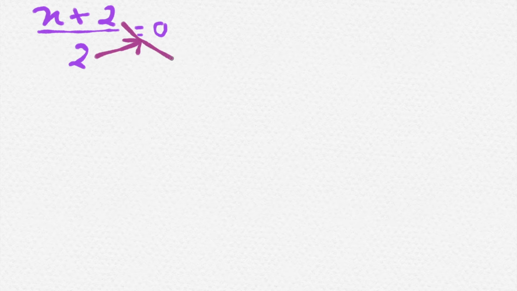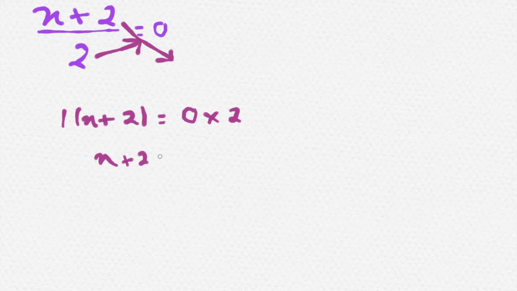Now I will show you the proof behind why this works. So (x + 2) over 2 is equal to 0. Now when we cross multiply, x + 2 will be times by 1 and 2 will be times by 0. So you get 1 into (x + 2) is equal to 2 times 0.